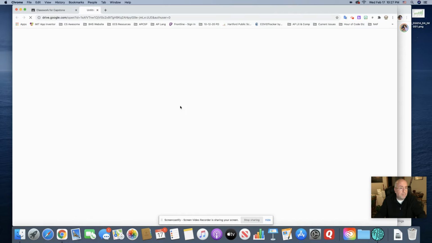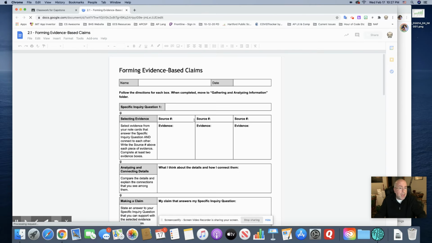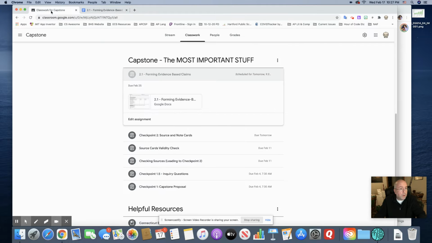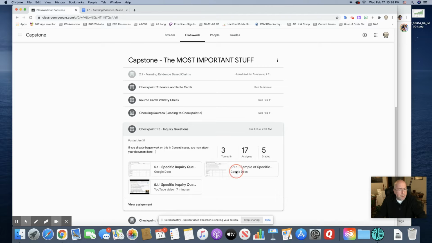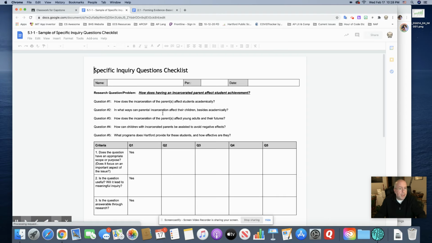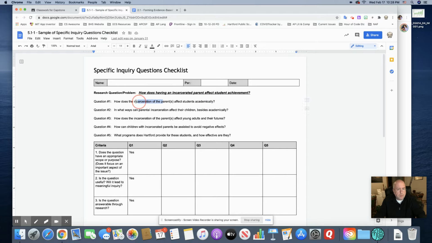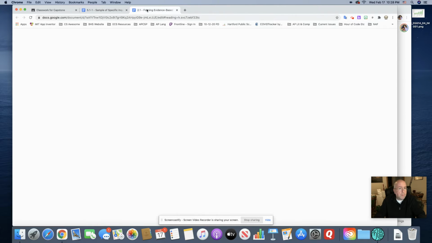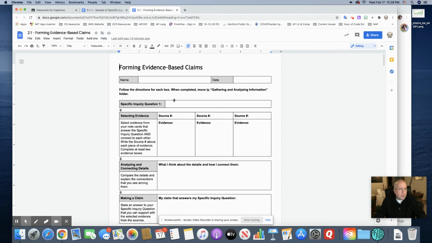So, I'm going to open up this particular document right here, and I'm going to tell you where you're going to get all this stuff. Remember your specific inquiry question? Well, your specific inquiry question came out of this list right here. And here's the sample list, right? How does the incarceration of the parent affect students? When you're dealing with that, take question number one and stick it right in here.